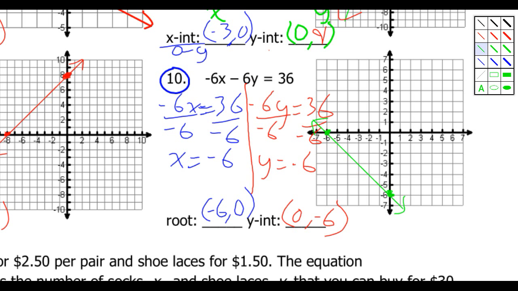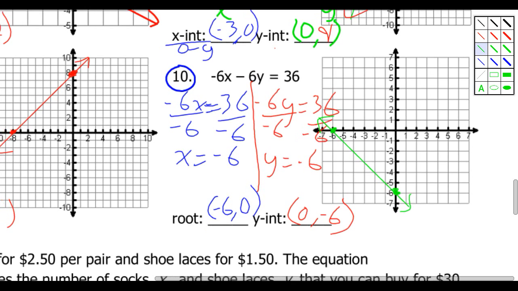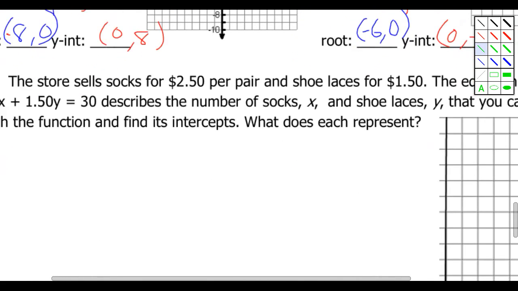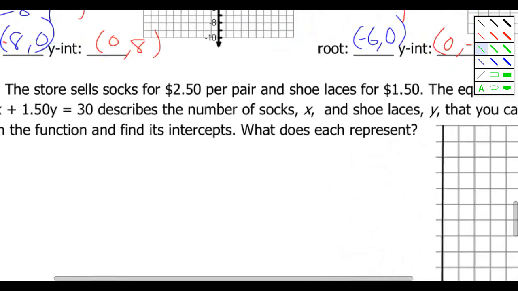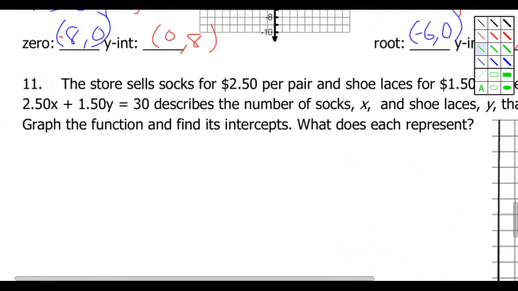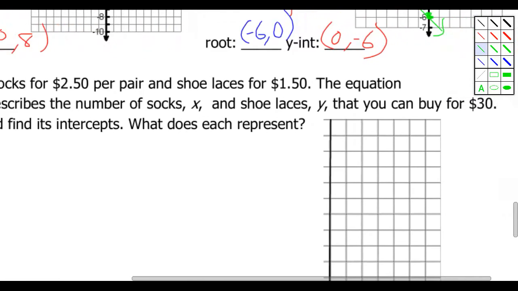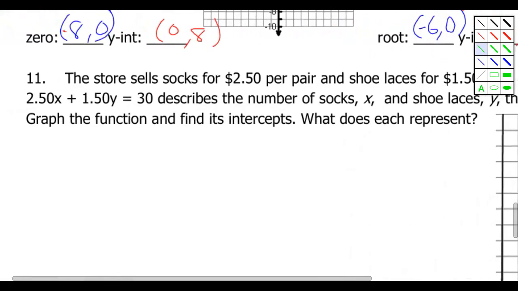Okay, so now we get to shift gears slightly into a word problem. We always have to come back and say, what does this mean? What does it mean for us? So the store sells socks for $2.50 per pair and shoelaces for $1.50. The equation $2.50x plus $1.50y equals 30 describes the number of socks x and shoelaces y that you can buy for $30. Graph the function and find its intercepts.